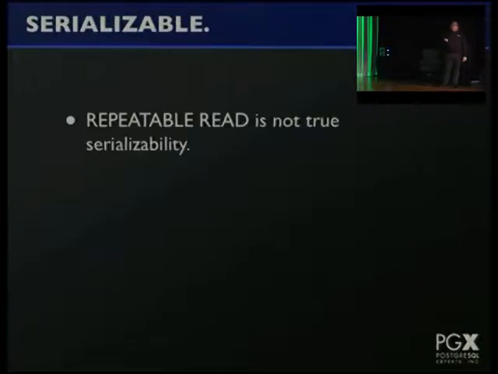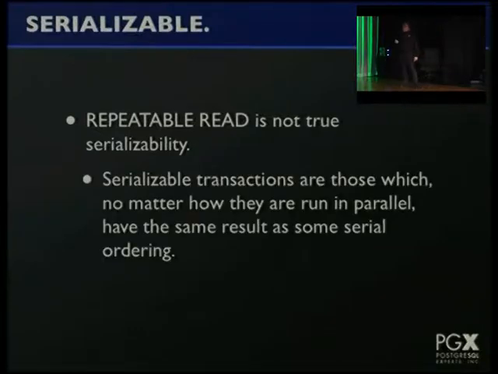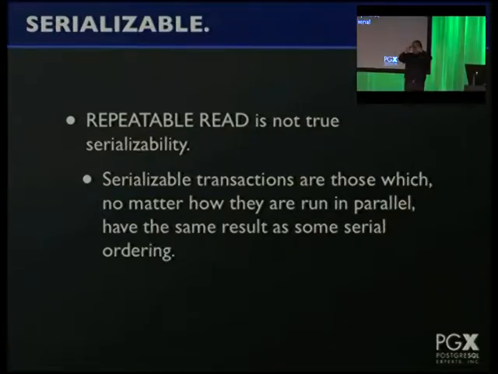Well, but that's not the strongest one we have. As of 9.1, we have serializable, because repeatable read is not true serializability. And what we mean by true serializability is two transactions which, no matter how they're run in parallel, you sort of move them up and down, trying to line them up in freaky ways, there's always a result that means either one ran first and the other one ran, or the second one first and the other one ran. There's no third result that it could get. So serializable transactions are ones that always could have run in some serial order. It doesn't have to be both. It just has to be one.